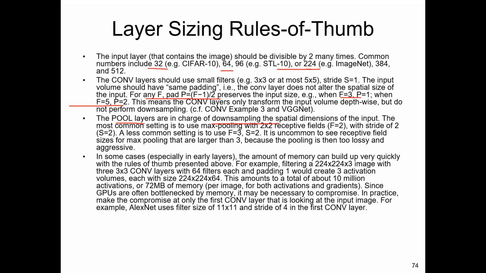So common settings are max pooling with 2x2 with stride of two, or you may have overlapping pooling with 3x3 pooling and stride of two. So it's uncommon to see receptive field sizes for max pooling that are larger than 3x3, because pooling is too lossy. You're losing too much information.